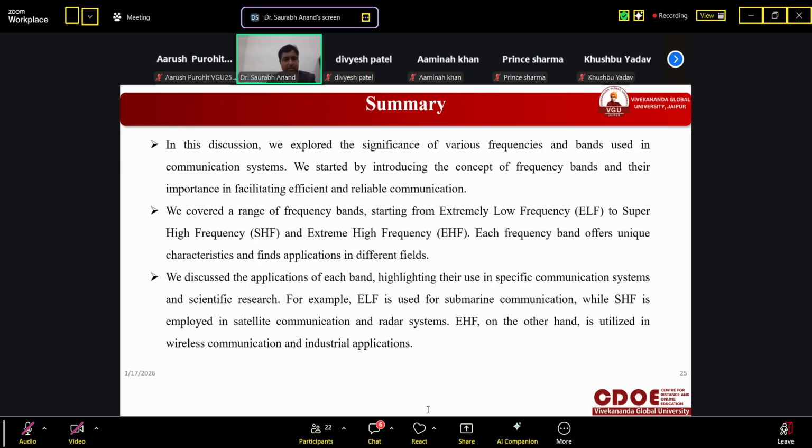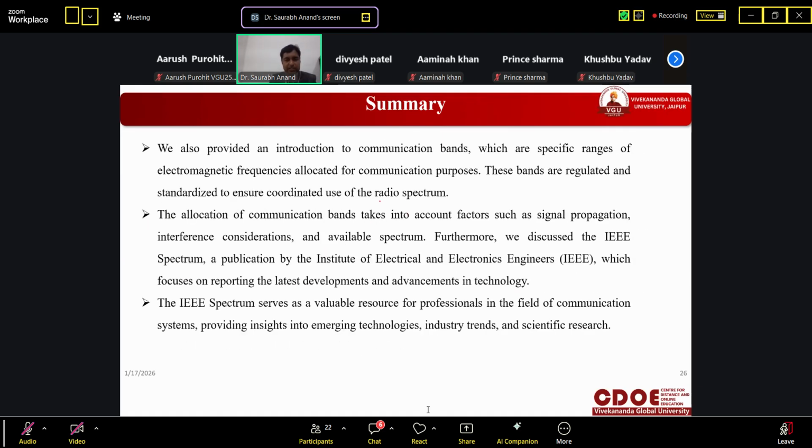So what we understood, we already discussed all about the frequencies. What are the frequency ranges? High frequency, low frequency, ultra high, extremely low, extremely high. All these were the frequencies that we have used, and it is known as the spectrum. Spectrum means there's a wide frequency range, and we have split it into smaller frequency ranges, and it is done by IEEE, so it is known as IEEE spectrum, right?